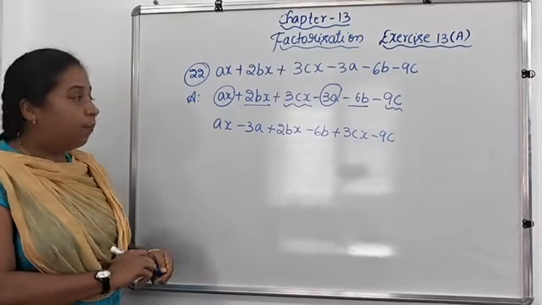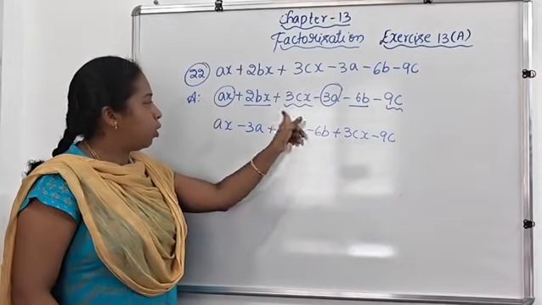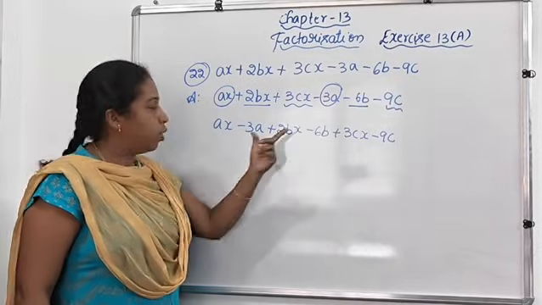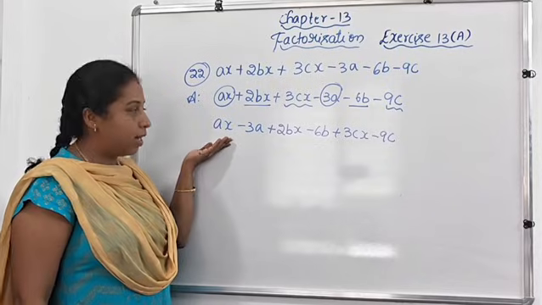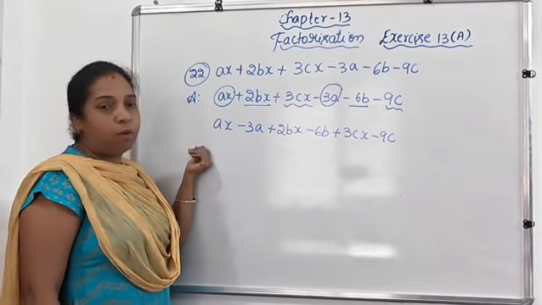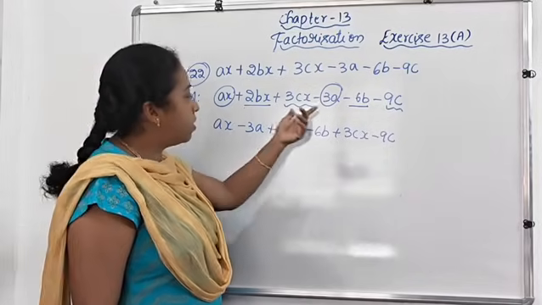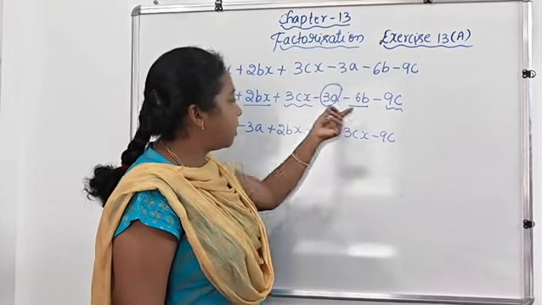Make it as an alteration. That means here a is there, so nowhere else, and here we find a. So let's take a as a common factor. I have written it in grouped form to take a common factor easily. Then 2bx and 6b, and 3cx and 9c.